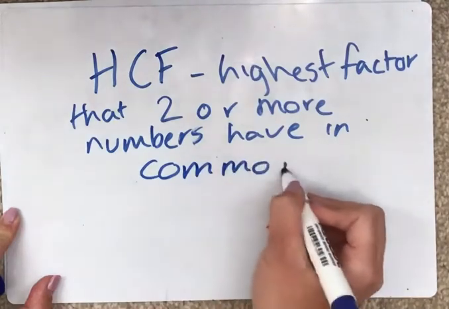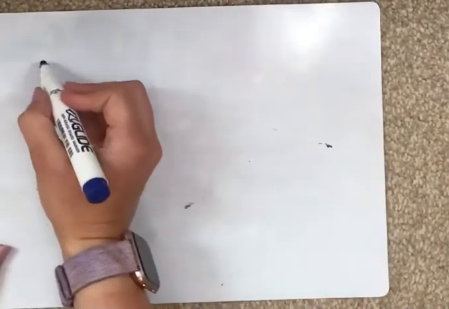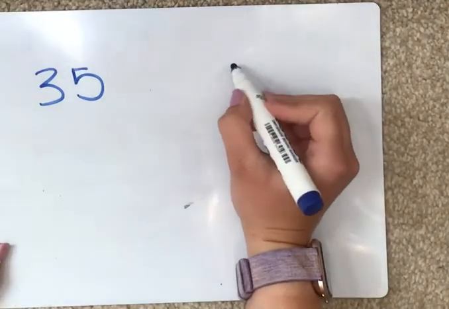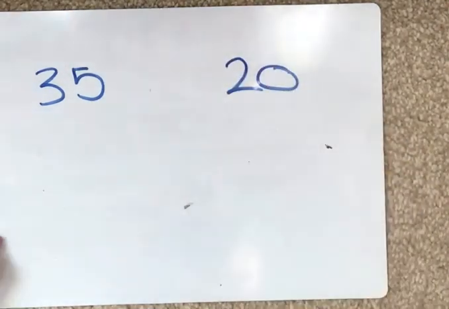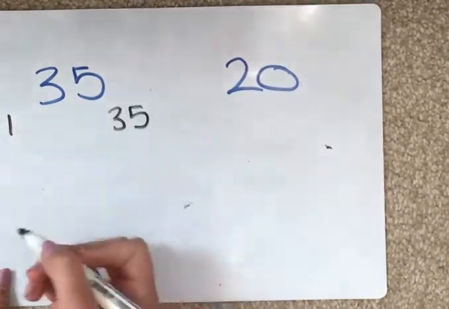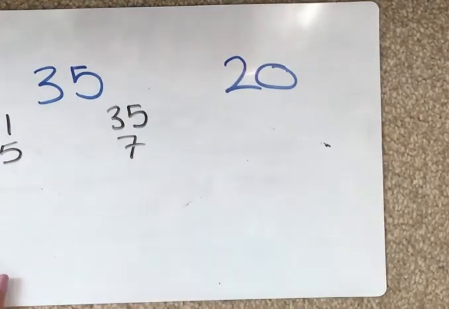So if we take two numbers like, let's say we've got 35 and 20, okay? If I was trying to find the highest common factor of those two numbers, I would list out their factors. So what multiplies to give me 35? Well, I've got 1 and 35. 2 doesn't work, 3 doesn't work, 4 doesn't work, 5 and 7. And that's all of them.